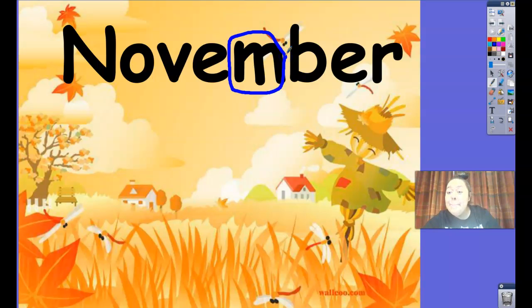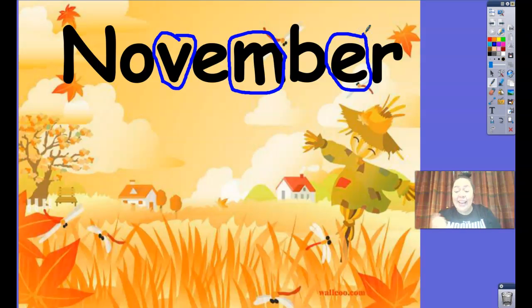It's letter M, and M makes the sound like monkey. What about this letter? What is that letter called? Letter V, and V makes the V sound like van. What about this letter? It's letter E, and E makes the sound like elephant.